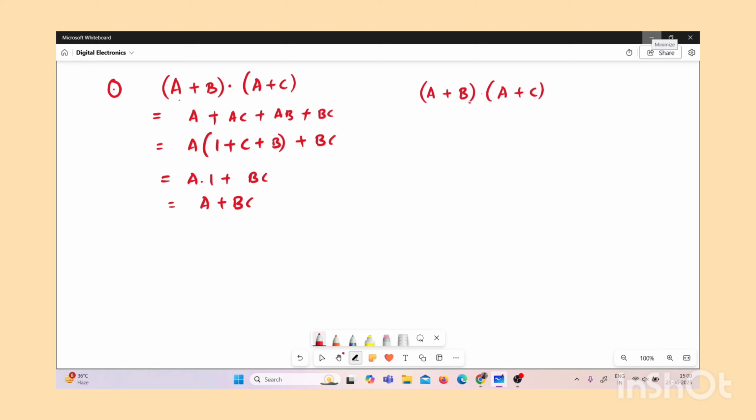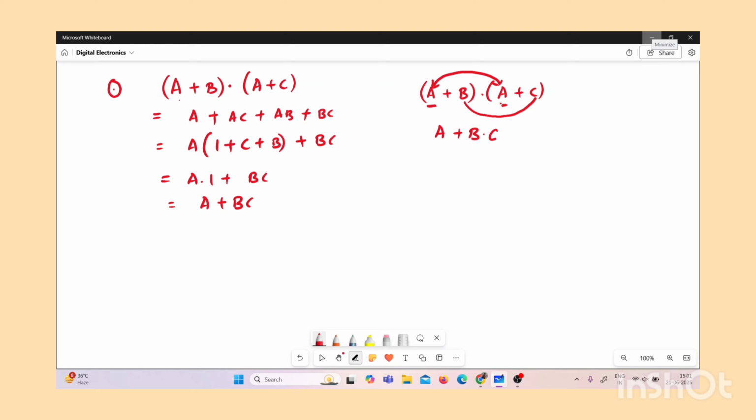Whenever you have two sum terms like this, and we are multiplying these sum terms, and in these two sum terms a is common, a is common for both the sum terms. Whenever you have an expression like this, you need to multiply the common variable, a dot a, plus you need to multiply the remaining terms which are not common, that is b dot c.